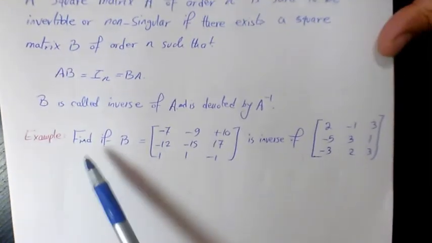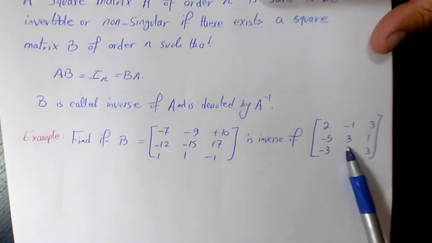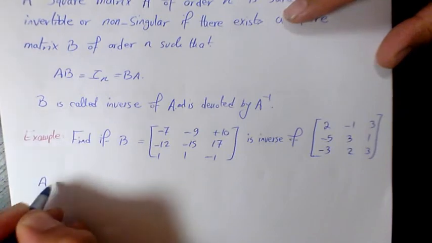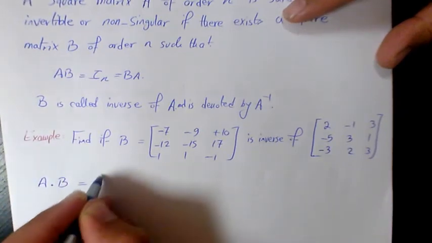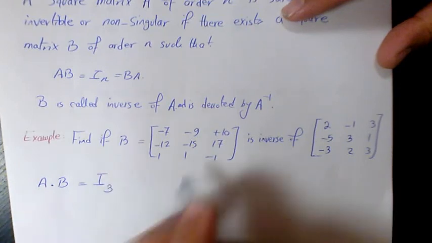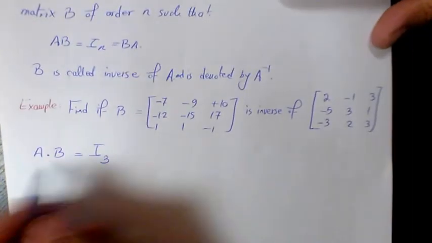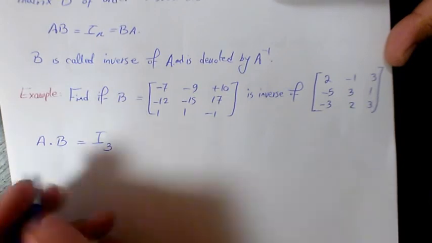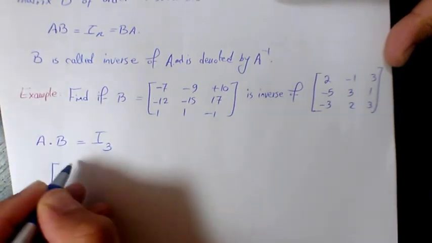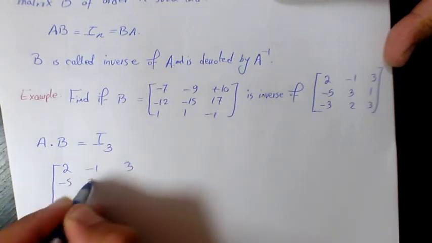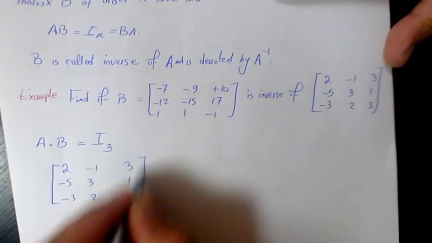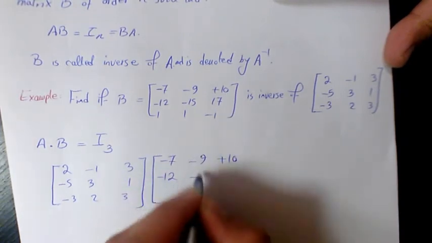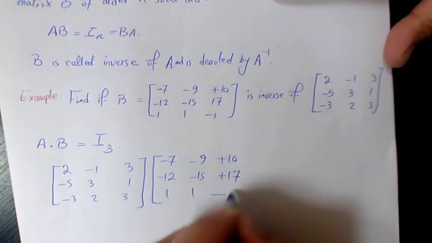Now in this example, I want to see if B is the inverse of A. If B is the inverse of A, A times B must be equal to I, in this case I3, because we are dealing with a 3 by 3 matrix. So if we multiply A by B and we get the identity matrix, it means that B is the inverse of A. So we have 2, -1, 3, -5, 3, 1, -3, 2, 3, multiplied by -7, -9, 10, -12, -15, 17, 1, 1, -1.